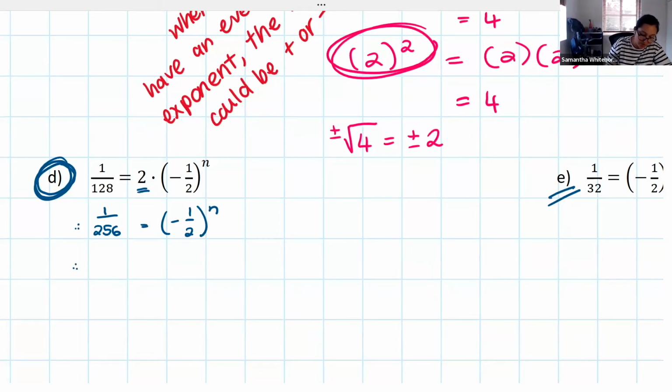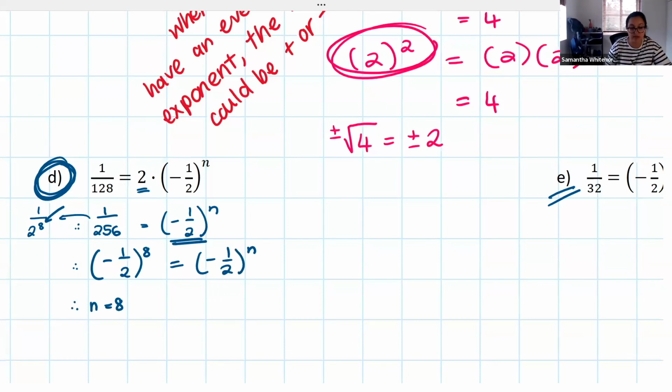Remember, we want this 256 as prime factors. And so this could be written as 1 over 2 to the power 8, because 256 as prime factors is 2 to the power 8. But bear in mind you have that negative. We've got an even exponent, so that's not a problem. I've got (-1/2)^8. That still gives me 1 over 256 is equal to (-1/2)^n. And so n is equal to 8.